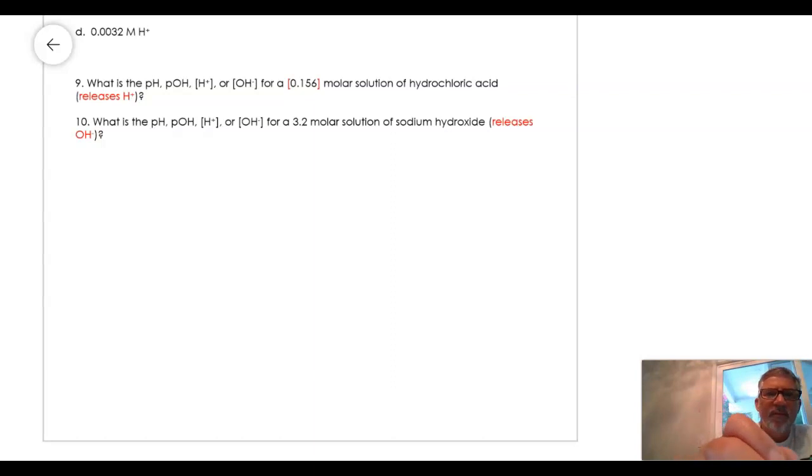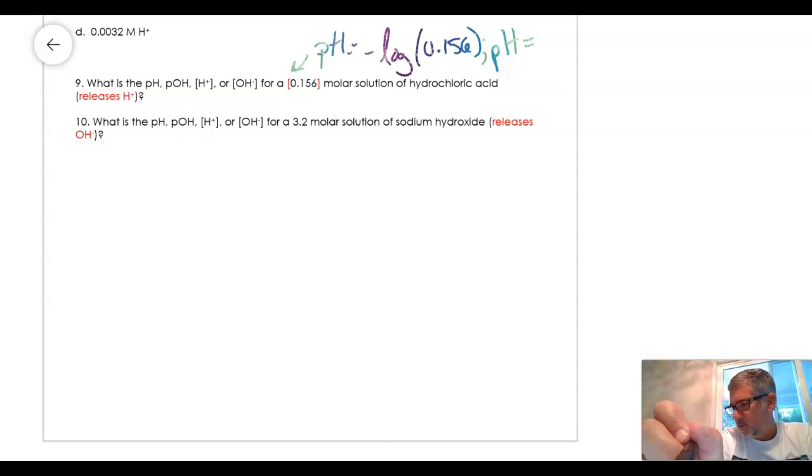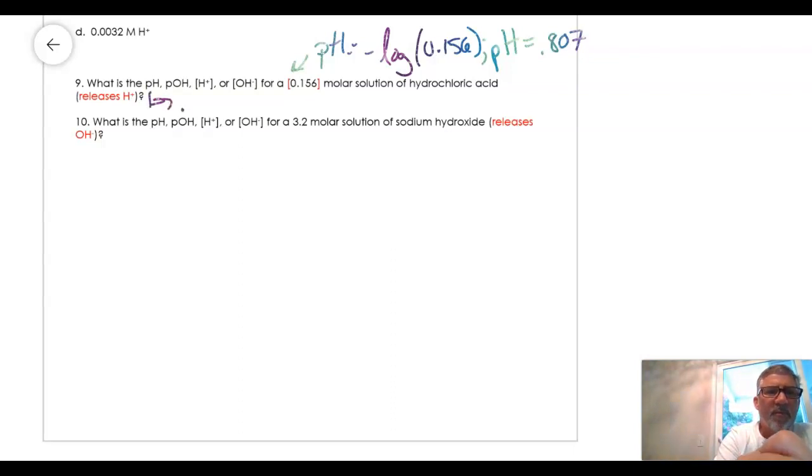9, this right here is your concentration. So pH is equal to negative log 0.156. And from that, I get the pH equal to 13.2. Oh, sorry, 0.807. So my pH is 0.807. My pOH then is equal to 13.2, because 14 minus 0.807 is 13.2. You could continue it on further and get concentrations if you want, but that's fine for me.